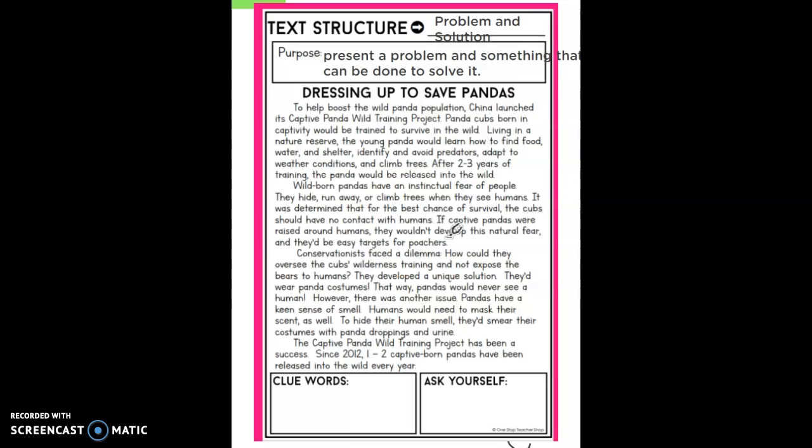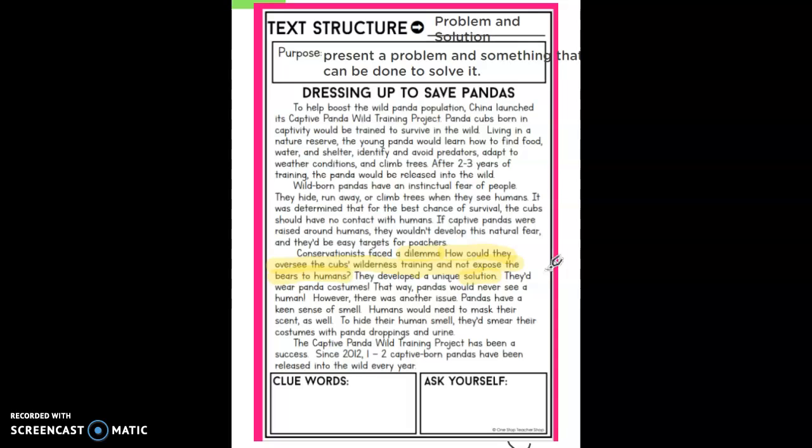Conservationists faced a dilemma. Oh, that's one of our clue words. Highlight dilemma. That's another word for problem. And it tells us right after that: how could they oversee the cubs' wilderness training and not expose the bears to humans? So they're trying to raise these bears without having them interact with people. They developed a unique solution. That's another key word. They'd wear panda costumes. That way, pandas would never see a human.